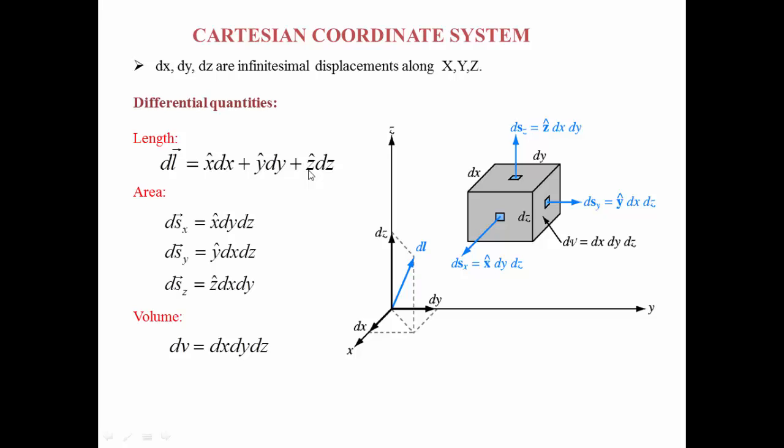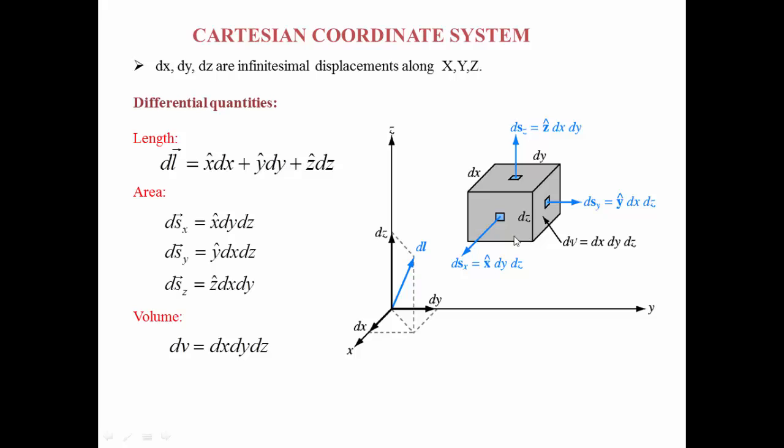Coming to the area, we know the fundamental formula for area is length into breadth. Take this x surface. Here the surface is formed between the two values y and z. The y value is dy and the z value is dz. Therefore, the value of the area is dy into dz.